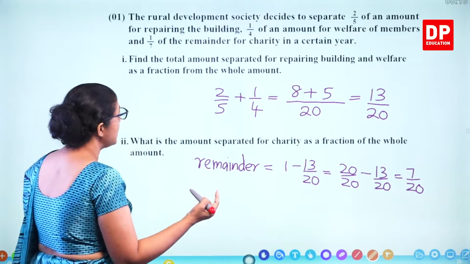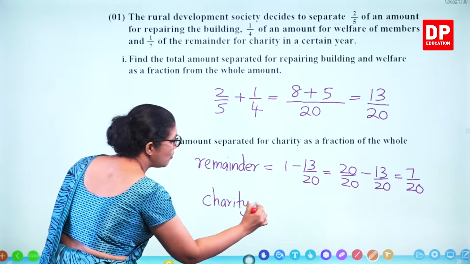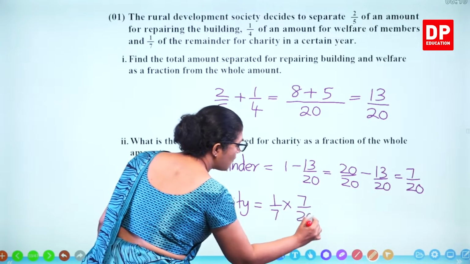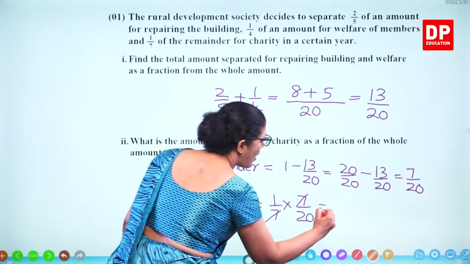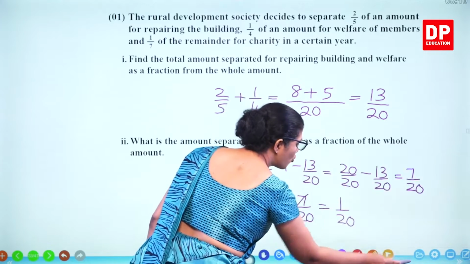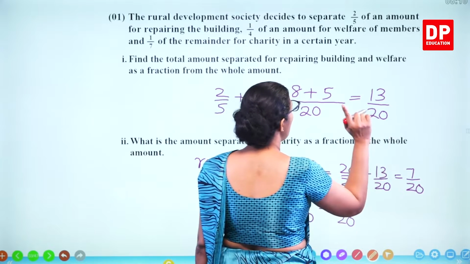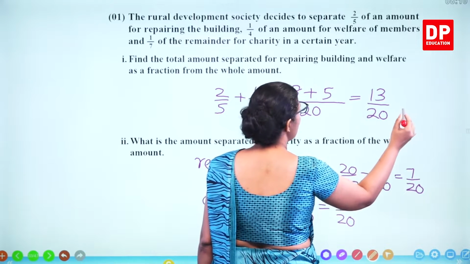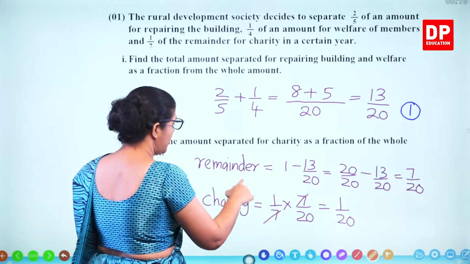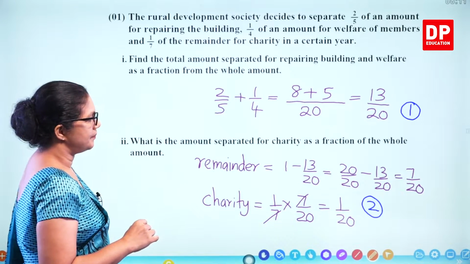But 1/7 of the remainder is for charity. So for charity, you can find 1/7 of the remainder, 7 over 20. So you get 1 over 20. So we can give marks for these two. 4 parts are there. So we can give 1 part just for addition. And here 2 parts. So altogether 3.